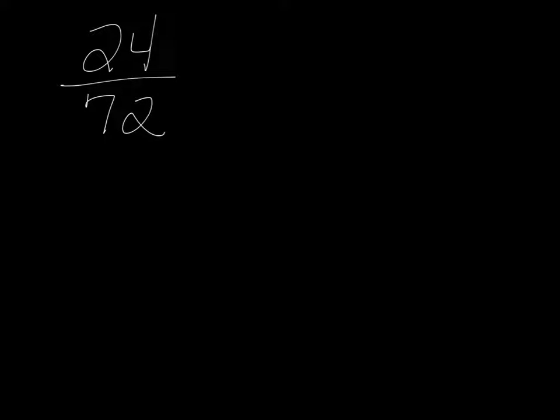Okay, let's take a much bigger fraction, 24/72. So I'm looking at this and I'm thinking, gosh, how do I reduce this, and how do I make sure that I've reduced it all the way? And so the easiest way for me to make sure that I've reduced it all the way is to use my prime factorization technique. So I'm going to start with my 24, and I'm going to ask myself, what times what will equal 24?